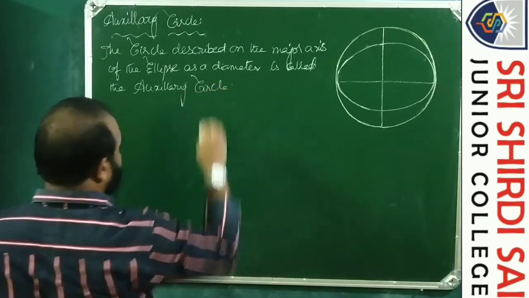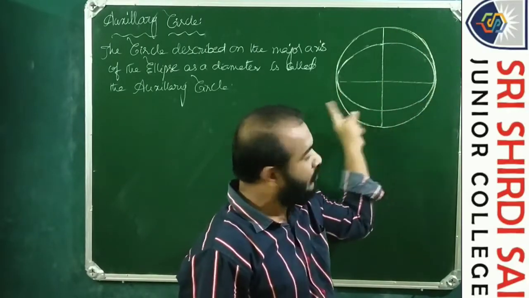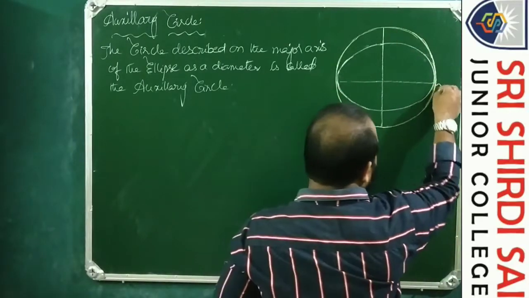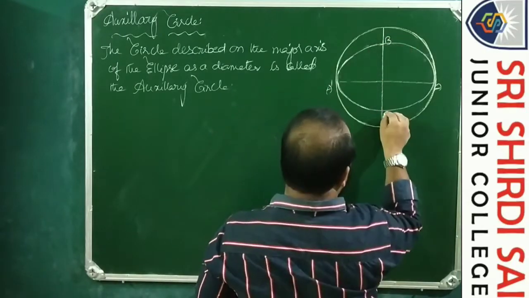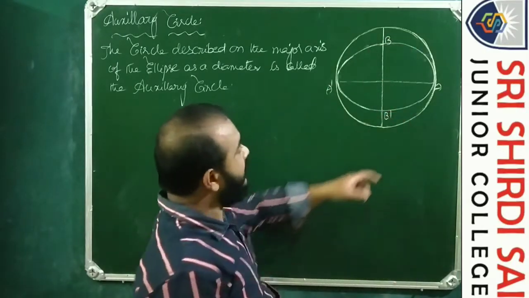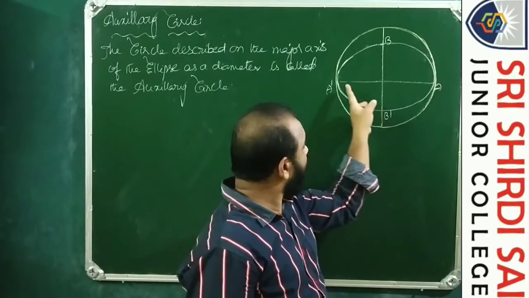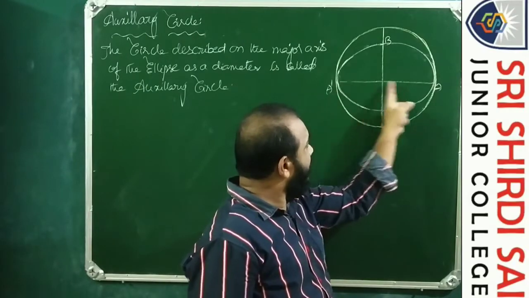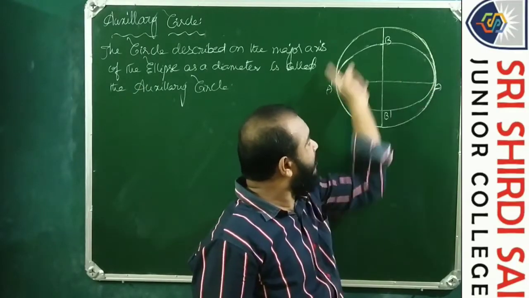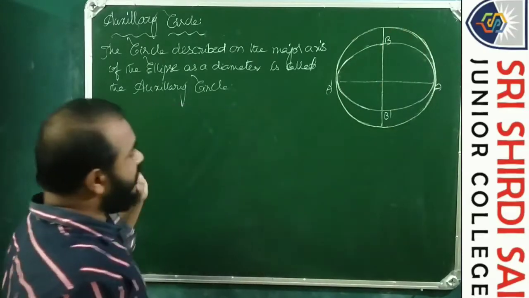So this circle is formed on the major axis of the ellipse. Here A dash is the major axis of the ellipse and B dash are the minor axis, and this circle is formed based on this major axis of the ellipse as the diameter. Therefore this circle is called the auxiliary circle.